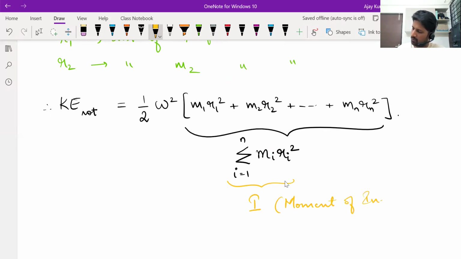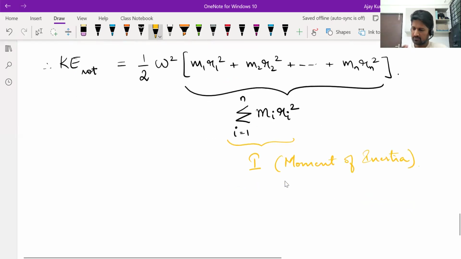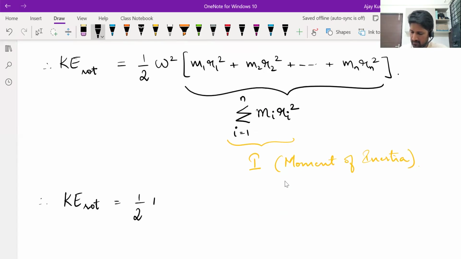Very, very important quantity, moment of inertia. We'll be using this in other chapters as well. Anywhere where a particle undergoes rotation, you can talk in terms of moment of inertia. So if that entire bracket is represented by the symbol capital I, you can therefore write kinetic energy in rotation as half I omega square, where I is the summation of Mi Ri square.